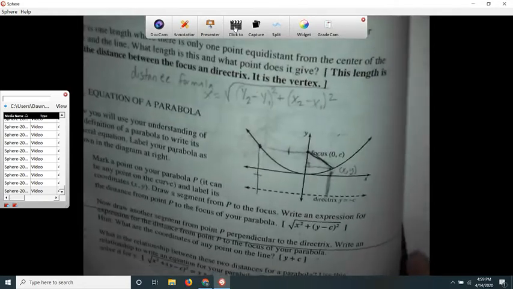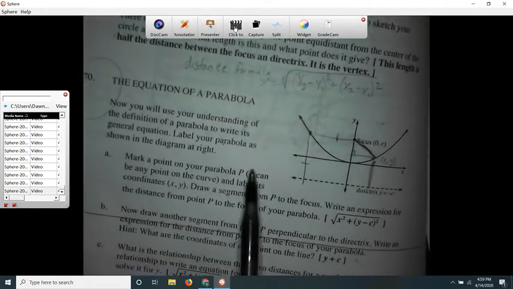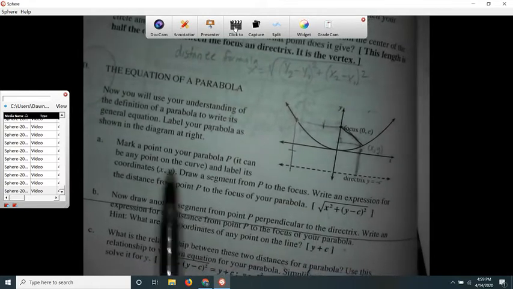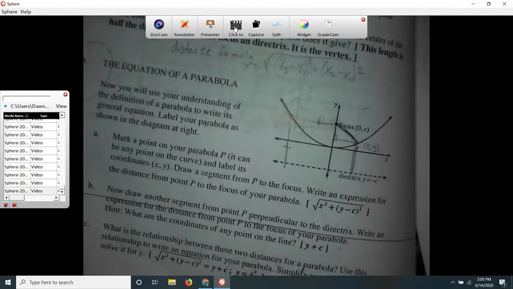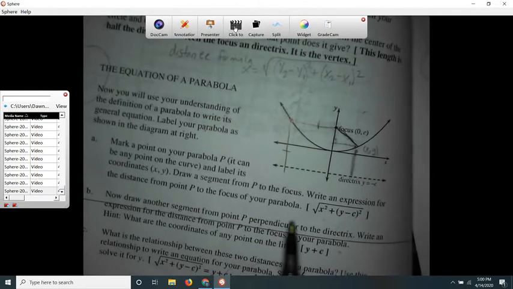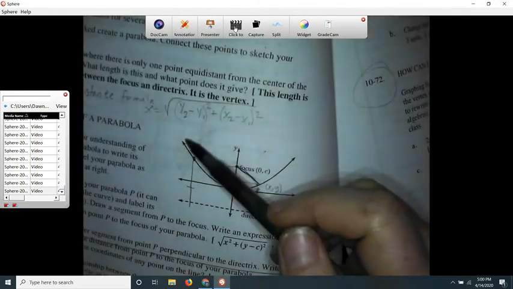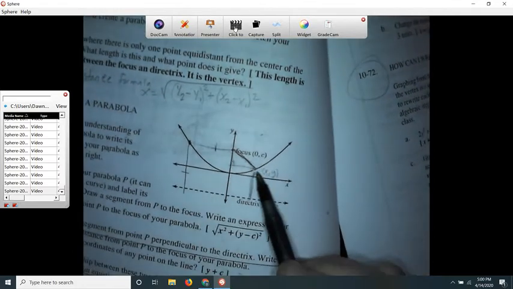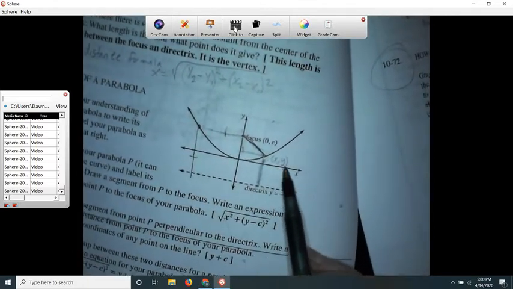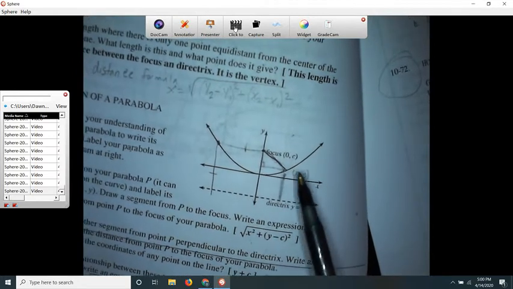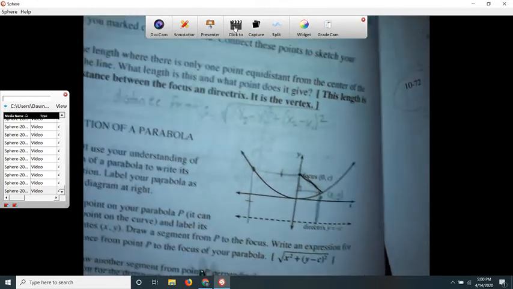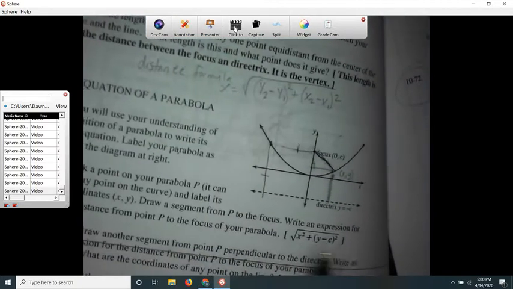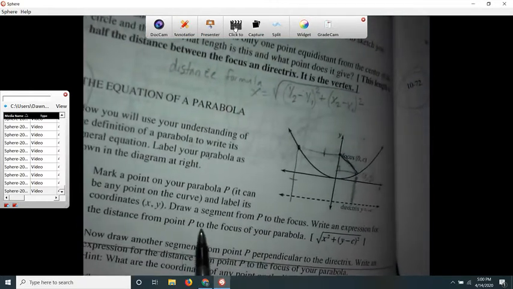So I'm just going to show you the diagram. Letter A says mark a point on your parabola P. It can be any point on the curve, and label the coordinates x, y, and then draw a segment from P to the focus and write an expression for the distance from point P to the focus of your parabola. So anywhere on the parabola, I chose this little point right here, and I called it x, y like they told me to. And I'm supposed to draw a line from my point P to my focus. And then it says write an expression for the distance from point P to the focus of my parabola.